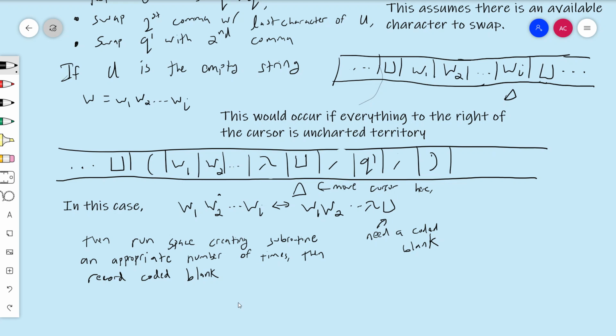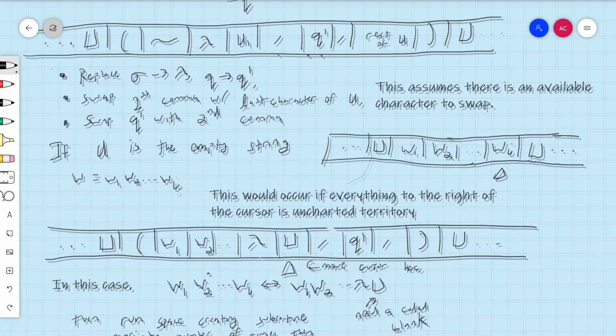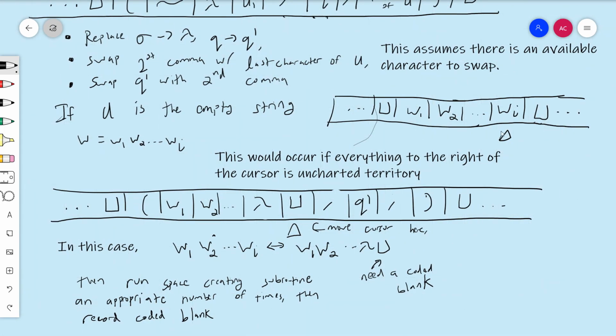I just need to make a coded blank on the left side here, and that's what I need to do. So if there is something to pull over, then I just have to do swaps. If I don't have anything to pull over, if I'm in uncharted territory and I'm moving right, then I need to create some space that moves the whole string to the right over. But note that the whole string is just exact. It's always, in this case, 1, 2, 3, 4 symbols.